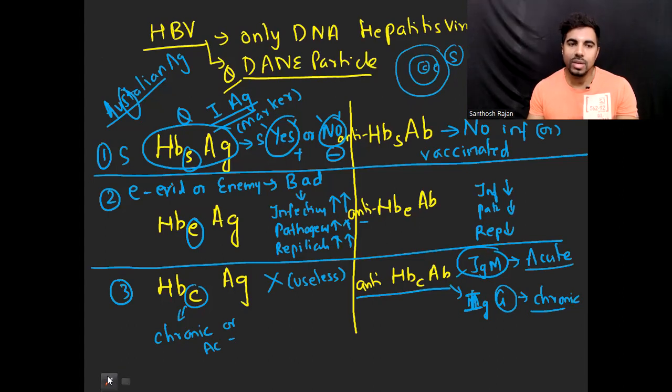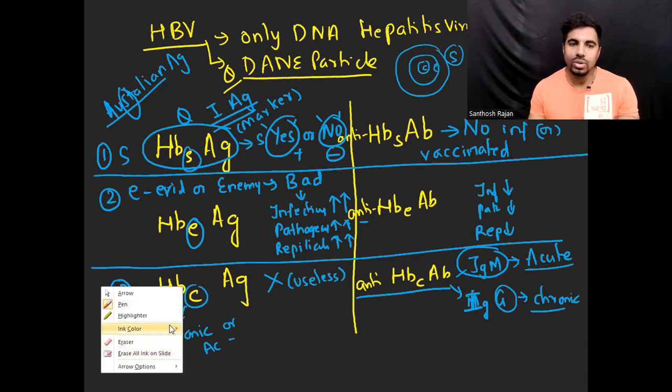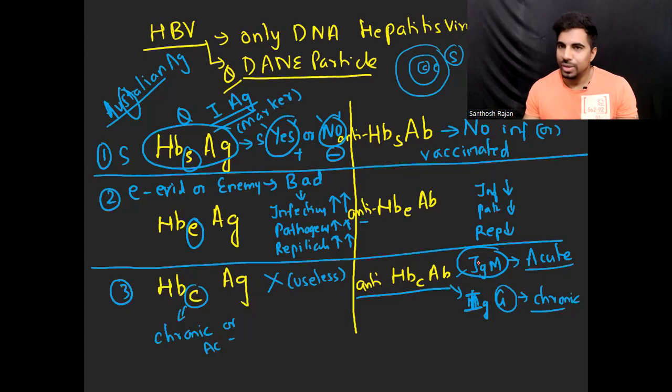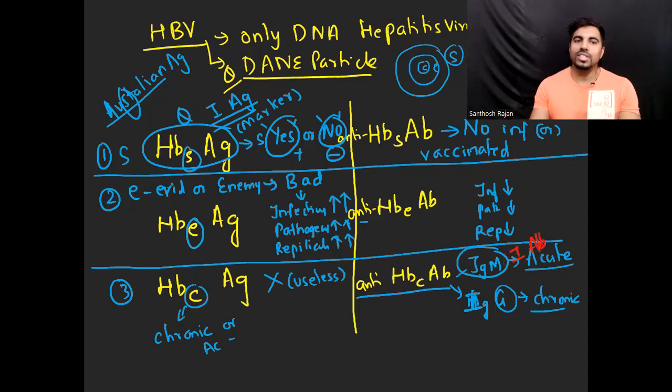First antigen is HBs. The first antibody to come in the blood for diagnostic purposes is IgM. This is the first antibody. Remember that, okay? This is the first antigen and this is the first antibody. That is the clue.